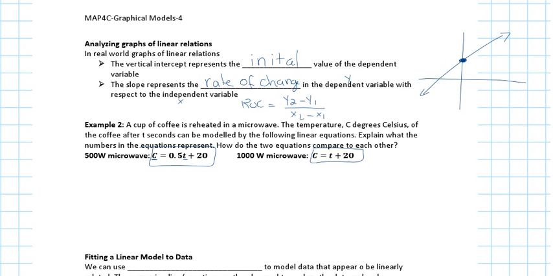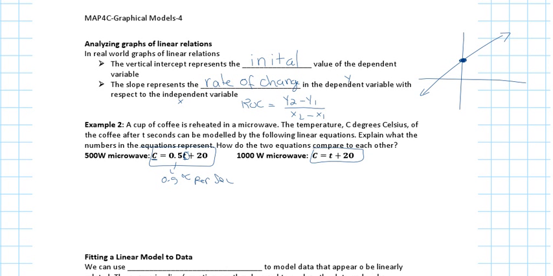Remember, you guys said it's the rate of change, right? So that means it's going to go up by 0.5 degrees per second, right? So if I put it for 10 seconds, it's going to go up by 5 degrees, right? If I put it for 20 seconds, it's going to go up by 10 degrees, right? It depends on how many seconds I put it in.